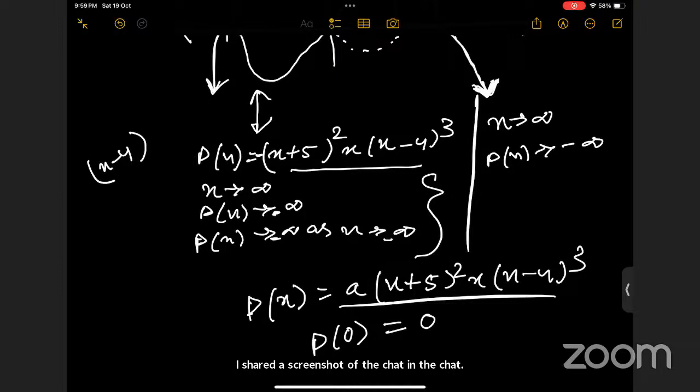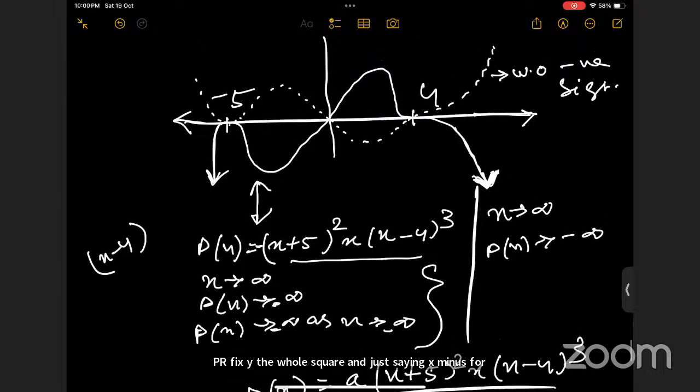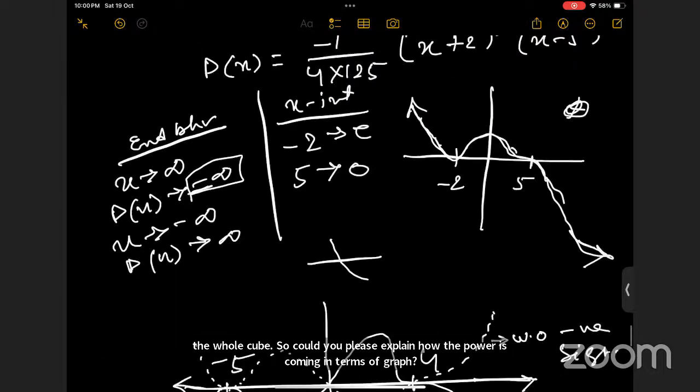And I have a basic doubt, regarding the last problem. When you were talking, I couldn't call you before. When you were talking about P of x is (x plus y) the whole square and (x minus 4) the whole cube, could you please explain how the power is coming in terms of the graph? Because I missed those discussions a lot.